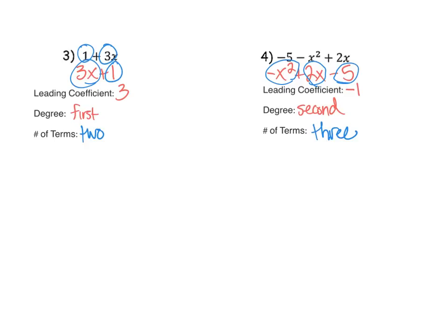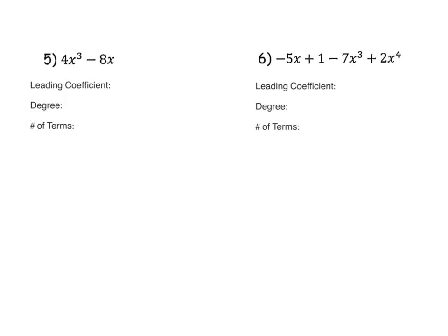Does this seem easy so far? Super simple? Okay. Do 5 and 6 on your own. On number 5, what's the leading coefficient? On number 5, what's my 4? What degree is this to? Third. Thank you for saying it the right way. How many terms do you see there? 2. 1, 2.